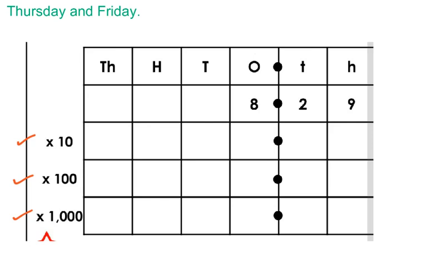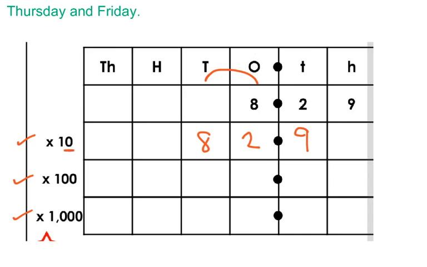So if we take a look at our first column here, we're going to do 8.29 multiplied by 10. All we need to think about is moving each one of these numbers one place to the left, because remember, it's getting 10 times bigger. We'll be doing the exact opposite when we look at division. So the 8 moves from the ones into the tens column, the 2 tenths goes into our ones, and the 9 goes into the tenths from the hundredths column.